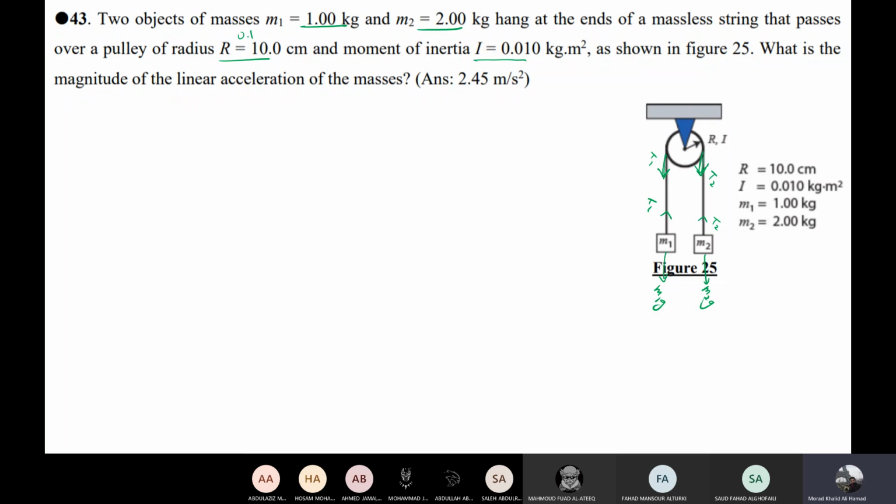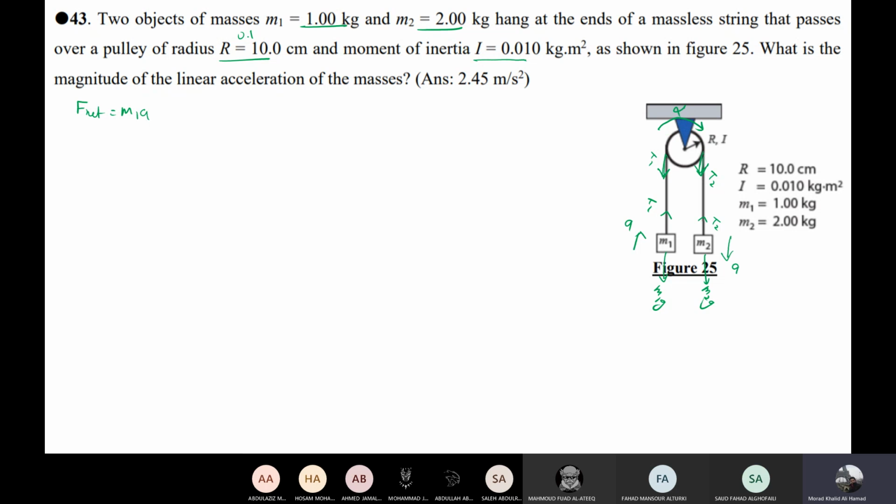Clear? Clear. Yes. Now we will deal with it as chapter 5. Start with the first block. We say that F net equals M1A. Since this is 2 kilograms and this is 1 kilogram, I will assume that the acceleration will be in this direction, and for this one it will be in the other direction. So the rotation will be in this direction.